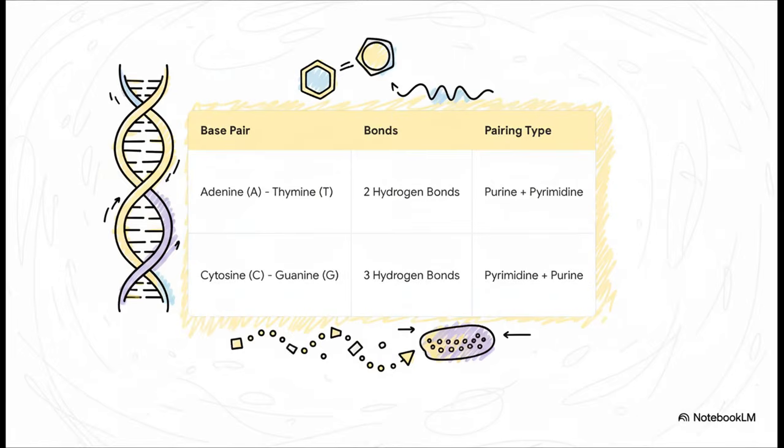A-T, C-G. And this table just lays it all out perfectly. Adenine always pairs with thymine, and they're held together by 2 hydrogen bonds. Cytosine always pairs with guanine, held together by 3 hydrogen bonds. And this specific pairing, a big purine with a smaller pyrimidine, is what keeps the width of the DNA ladder perfectly uniform. It's a critical design feature for stability.